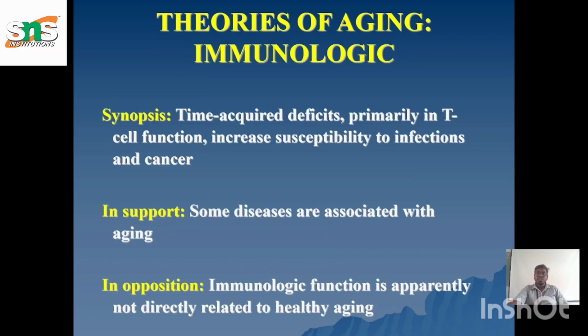Now we're going to see the theories of aging related to immunology. With time, deficits primarily in T cell immune function increase the susceptibility to infections and cancer. In support, some diseases are associated with aging. In opposition, the immunological function is apparently not directly related to healthy aging. So these characteristics mainly show the immunological changes that happen during aging.